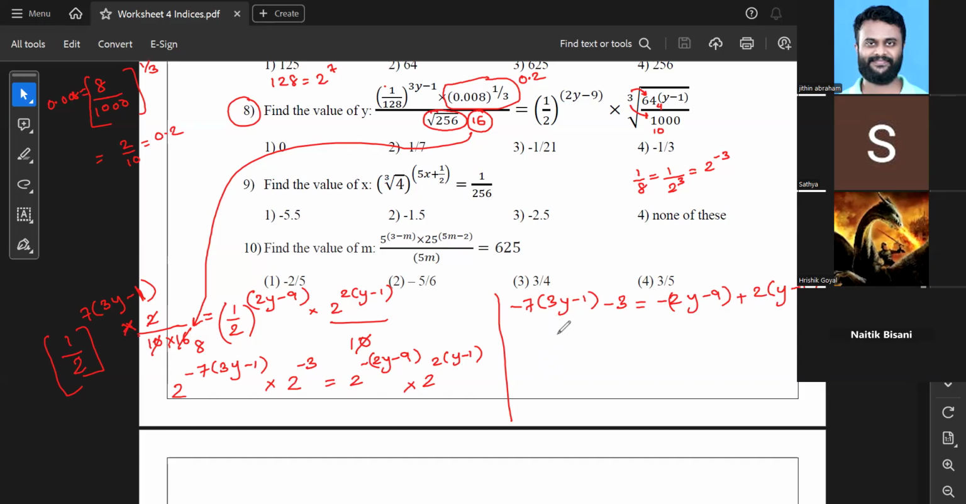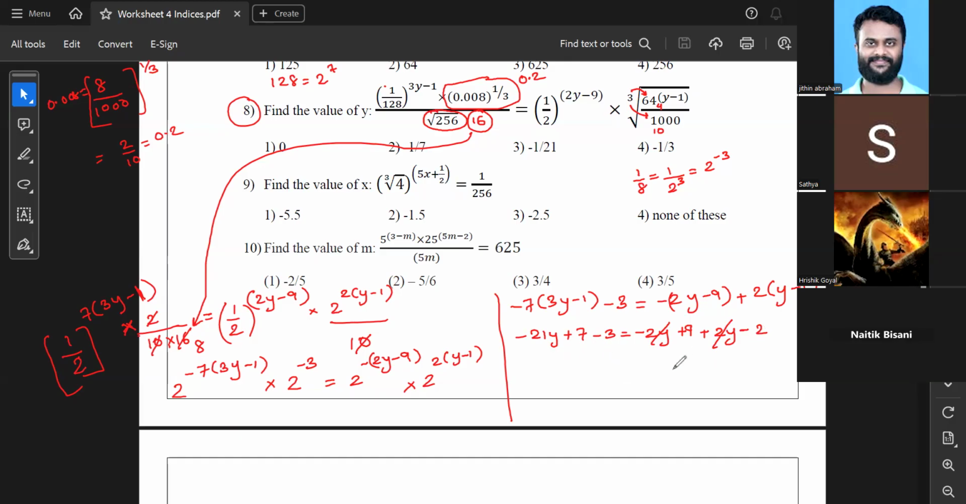So let me just open the brackets and solve so that I can find y. I'm supposed to find y, minus 21y. Here, minus 21y, plus 7 7 minus 3 is equal to minus minus 2y, 9 plus 2y minus minus 2. Minus 2y plus 2y gets cancelled, 0 is the answer. This is minus 21y. 7 minus 3, 4.